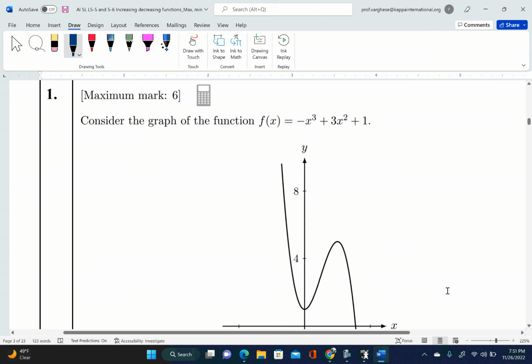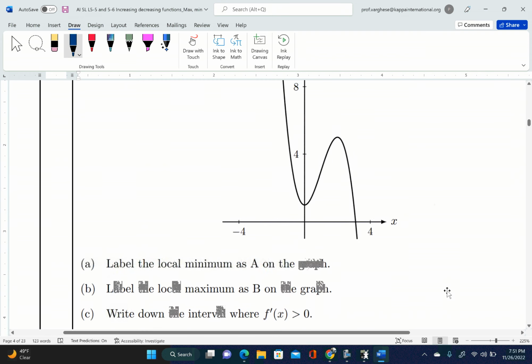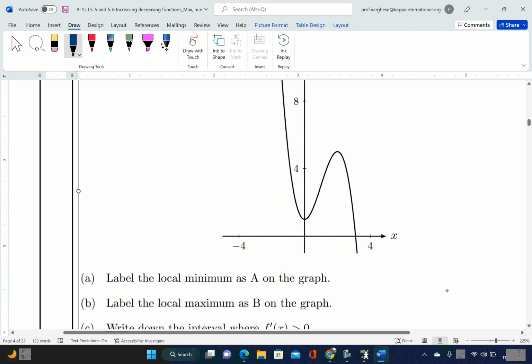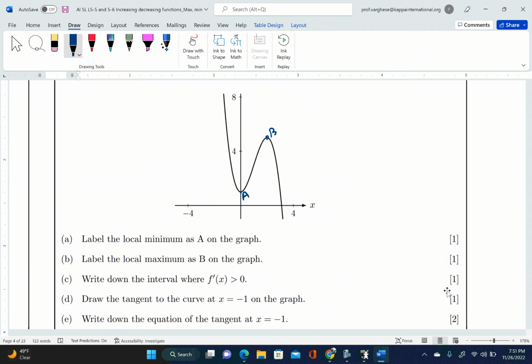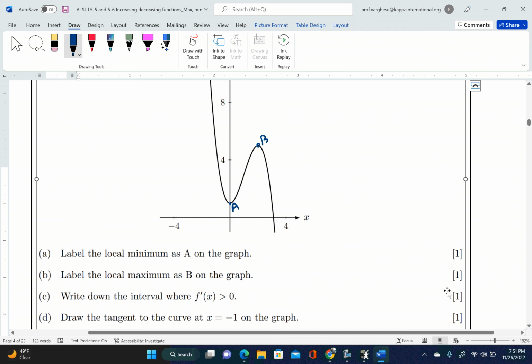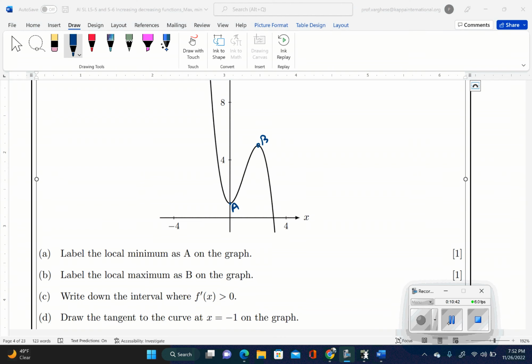Okay. So let's go ahead and do some IB questions. Label the local minimum as A. So boom, A. Label the local maximum as B. Boom. Write down the interval where f prime of x is greater than 0, aka where the slope is increasing. So if I were to look right here, so this is at 0, I'm going to go ahead and pause the video so I can show you.